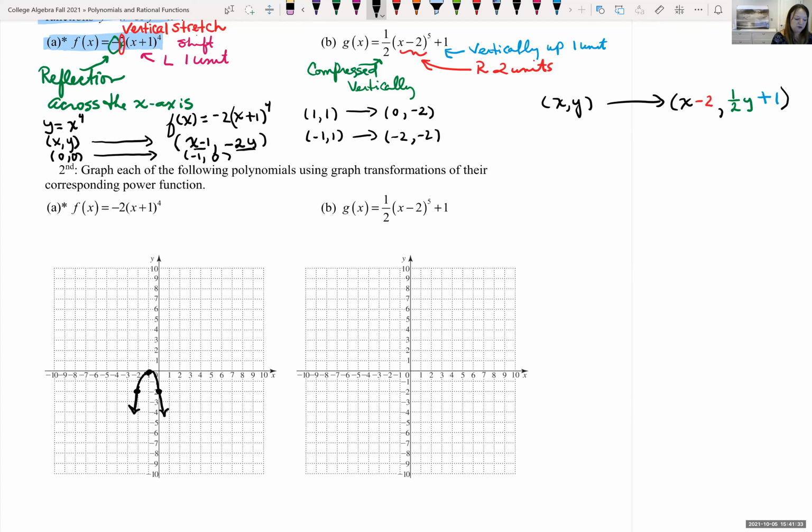So if we think of our 3 points, we can see what they are. We know the general shape of what this is going to look like from our previous examples. And so 0 minus 2 gives me -2. Plugging in 0 for y, 1/2 times 0 is 0 plus 1 is 1. My point that was 1, 1, that was on my graph of x to the 5th. Plugging in 1 for x, 1 minus 2 is -1 for my x value. Plugging in 1 for y, 1/2 times 1 is 1/2 plus 1. So that's 1.5.